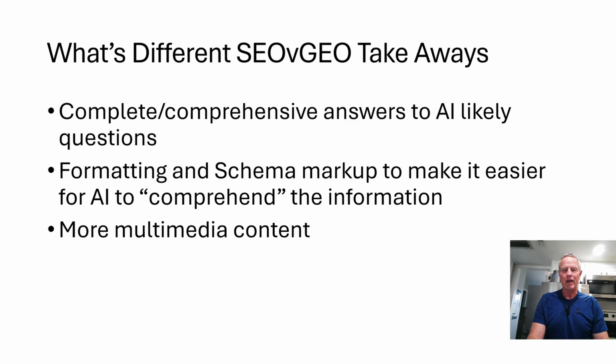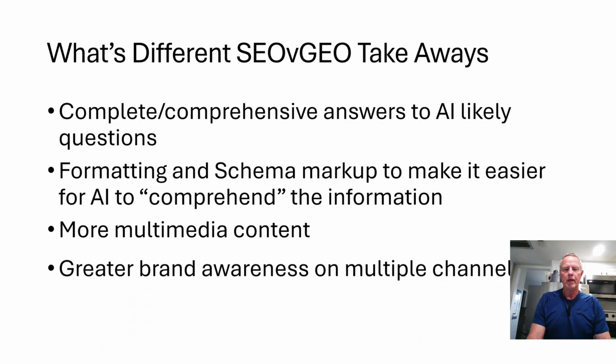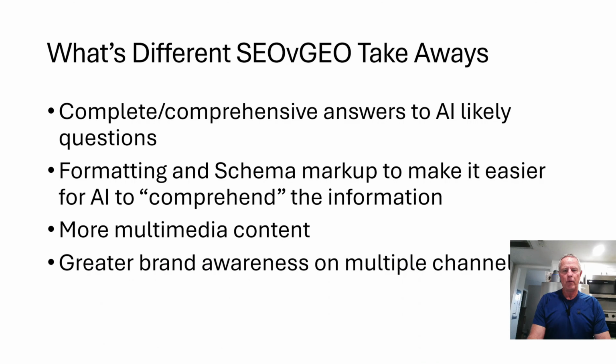Three, more multimedia content. SEO likes lots of text, and for some reason, probably because AI can detect it better, they like lots more multimedia. It makes it more credible for them. And last, greater brand awareness on multiple channels. So kind of going back before digital marketing was ever here, we need to spend more time building the brand in multiple ways to ensure that AI will see it in multiple places, because search engines are becoming a little bit less dominant.